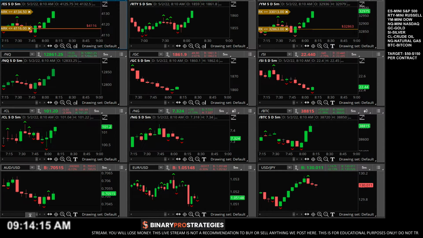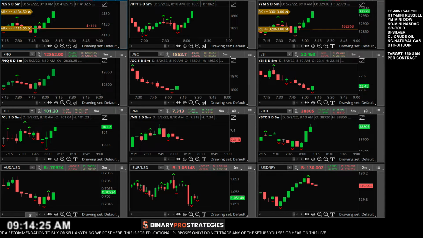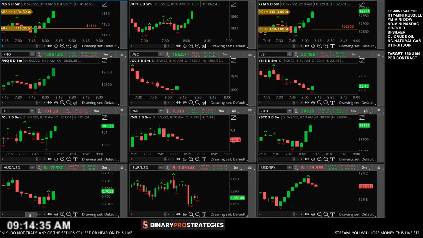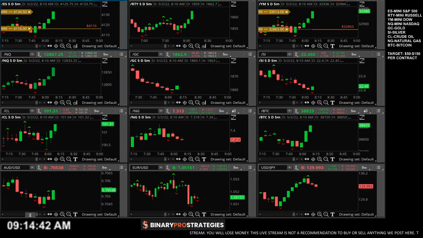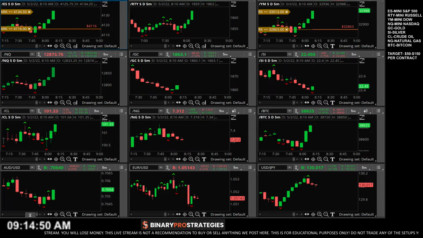For those who like to trade Bitcoin, Bitcoin is actually getting a buy in here. We're seeing a buy on Bitcoin. Bitcoin buy is going to come in if we hit the 390.25. I'll put that as a yellow line. We can watch that.